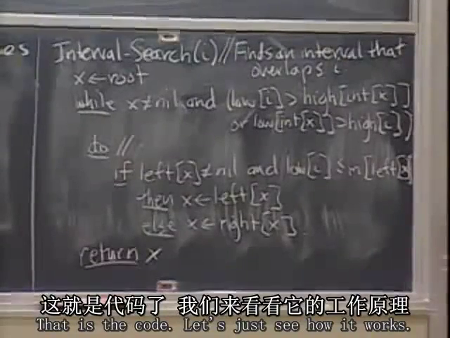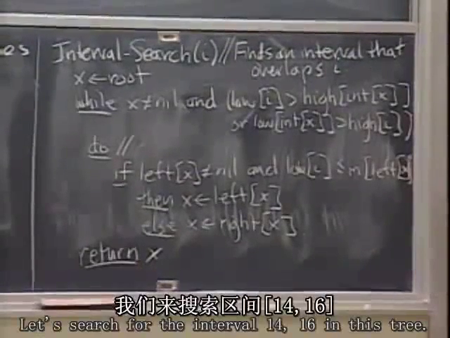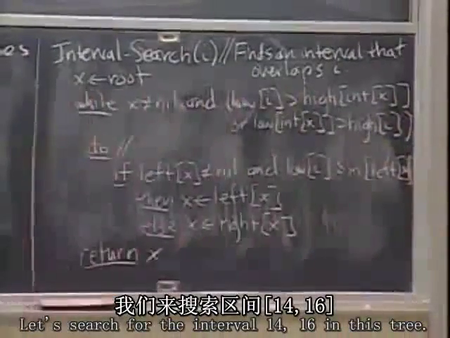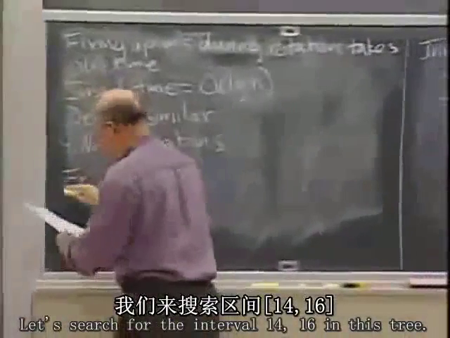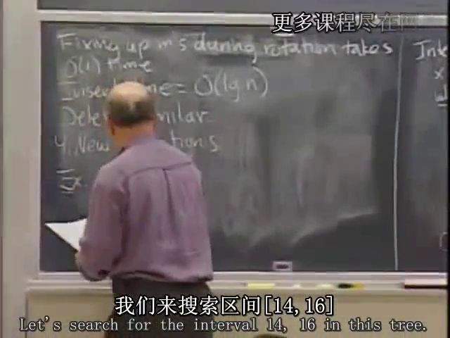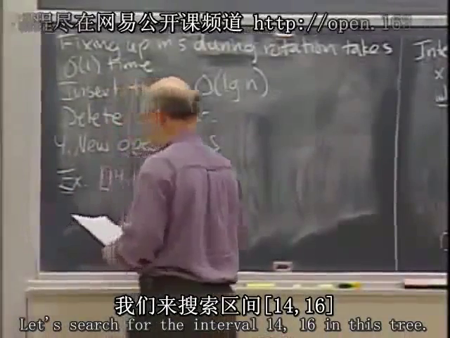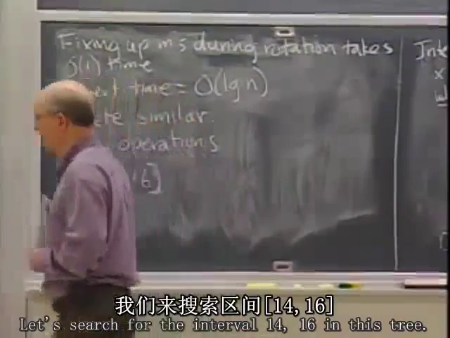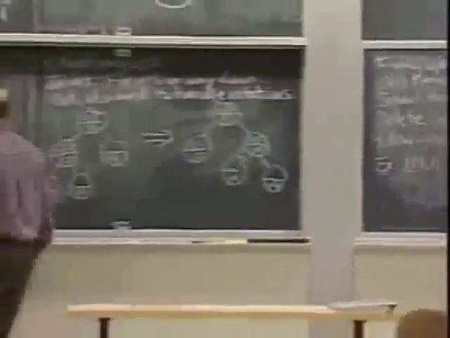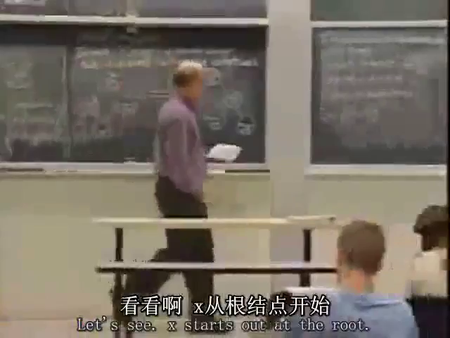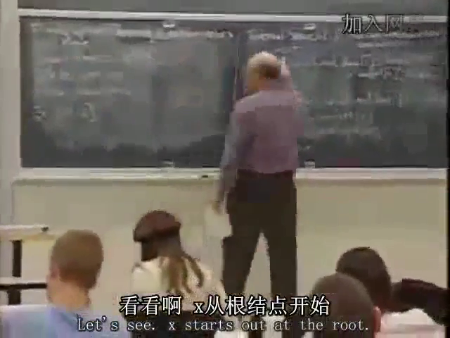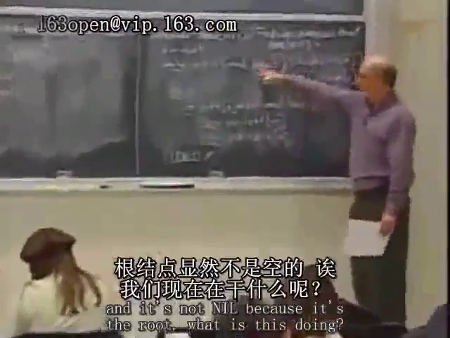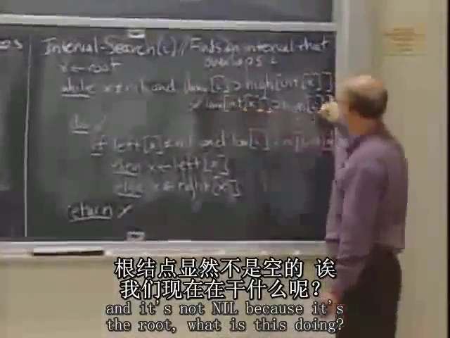So let's just see how it works. Let's search for the interval 14, 16 in this tree. Okay, so let's see. So it says x starts out at the root. Okay. And now, while it's not nil, well, it's not nil because it's the root. And, well, what is this doing?